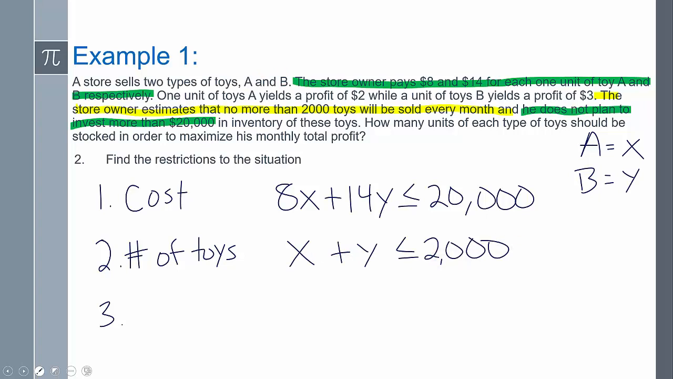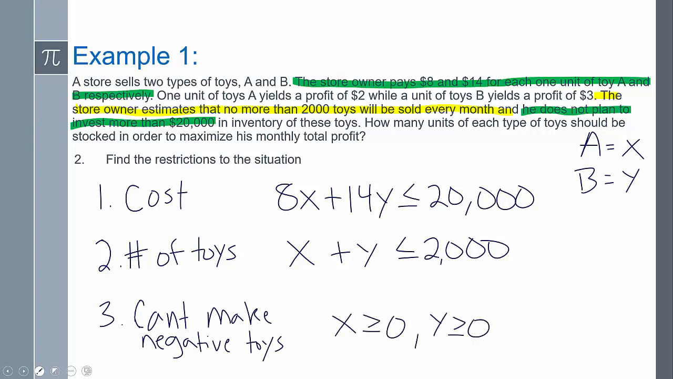And then the last restriction, and this one's kind of obvious, but kind of not. You're going to see why it's obvious, but you can't make a negative number of toys. And so because of that, I could say that the number of A toys and the number of B toys have to be greater than or equal to 0. I can make 0 toys, but I can't have less than 0.